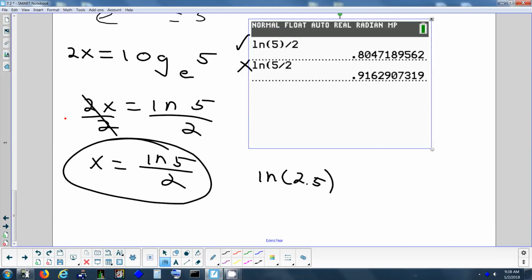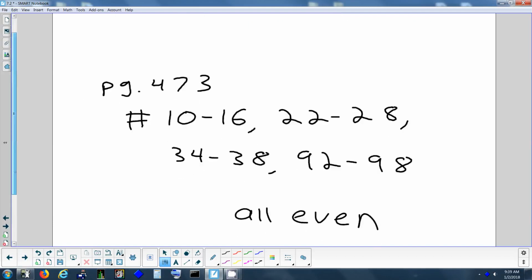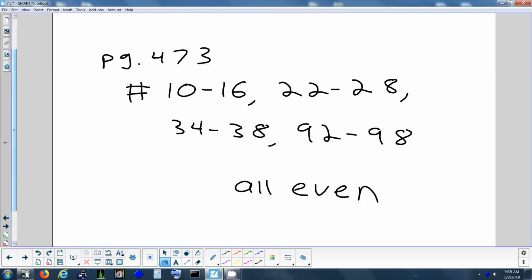Okay, so that's a good stopping point for 7-2. So the homework tonight, it's all evens on 473. It's 10 to 16, 22 to 28, 34 to 38, and 92 to 98. You've got just about 20 minutes to get started on that and maybe even finish it. If you want to work with someone, you can. If you finish it, show it to me and I'll check it off. There's some extra books over on the counter as well.